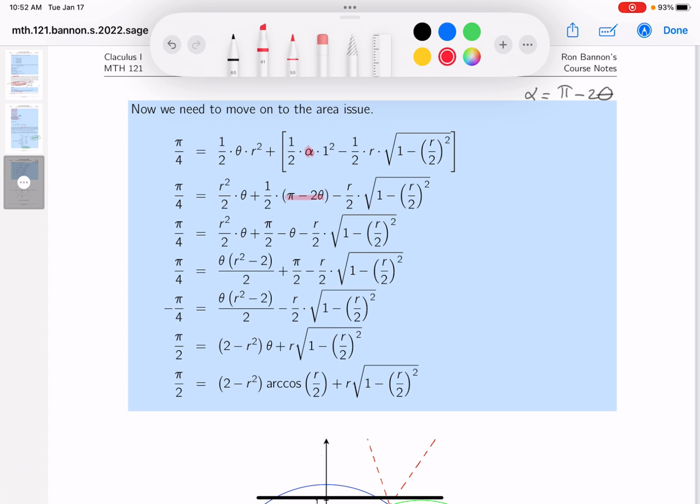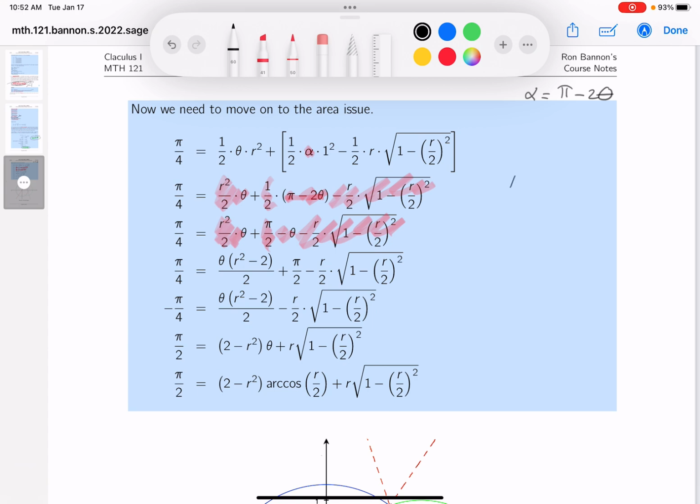All right? And then next thing I did was the distributive property of multiplication. So what are you going to get? Let's take a look at it. R squared over 2 times theta. 1/2 times pi is pi over 2. 1/2 times minus 2 theta is minus theta. And then this thing's just left over. We'll talk about him later. All right, let's keep going. The next thing I did was I combined my thetas together. Let me put that on the side for you.